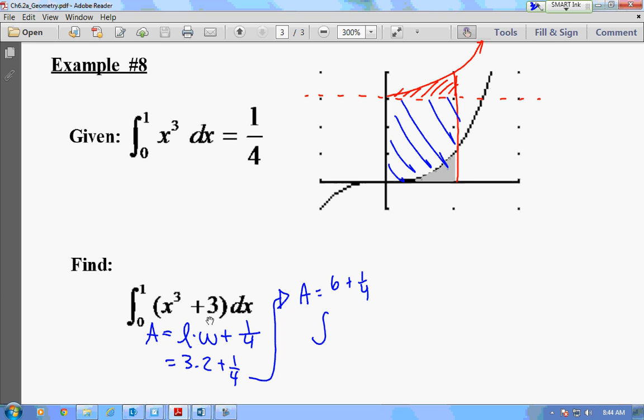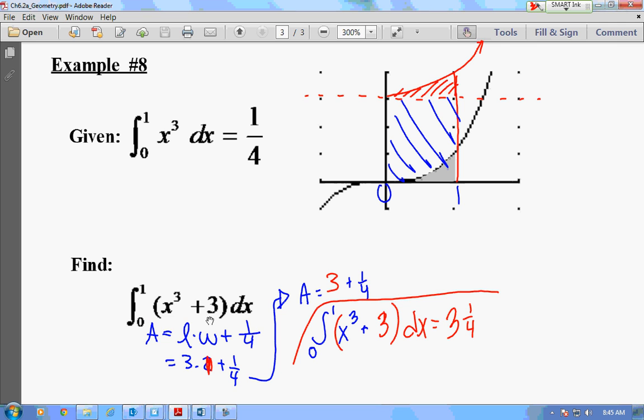So we'd say the integral of... The integral is only going from 0 to 1. Okay, 0 to 1. So the integral from 0 to 1 of x cubed plus 3 dx equals 3 and 1/4. Please, on your homework, every time rewrite the integral, or the integrand, I think it's called.